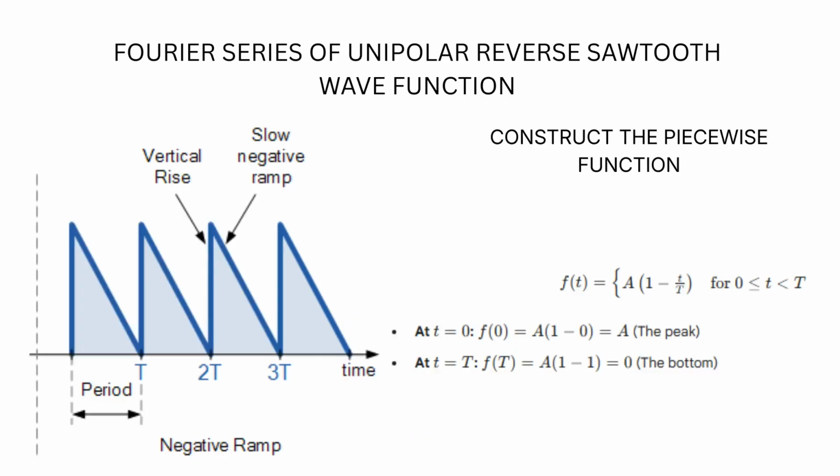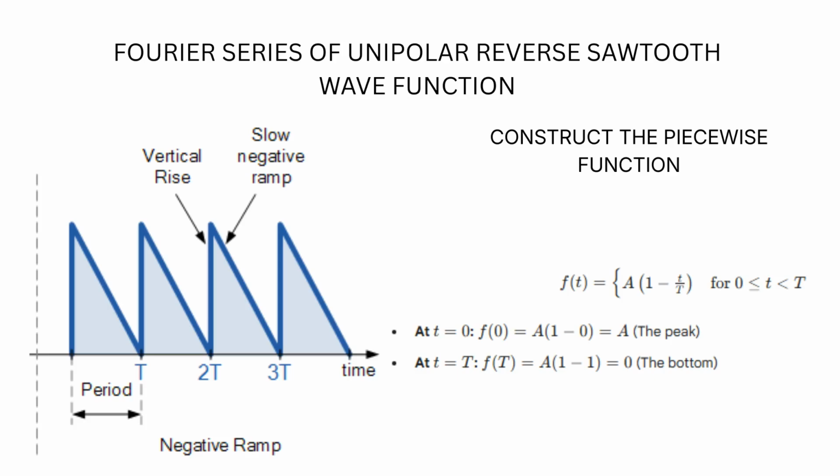Now that we understand the shape of the unipolar reverse sawtooth waveform, we can construct its mathematical expression over one period. Observing the waveform, the signal starts at its maximum value at t equals 0 and decreases linearly until it reaches 0 at t equals big T. This behavior corresponds to a negative ramp. Because the waveform is linear within one period, we can define it using a single piecewise expression.